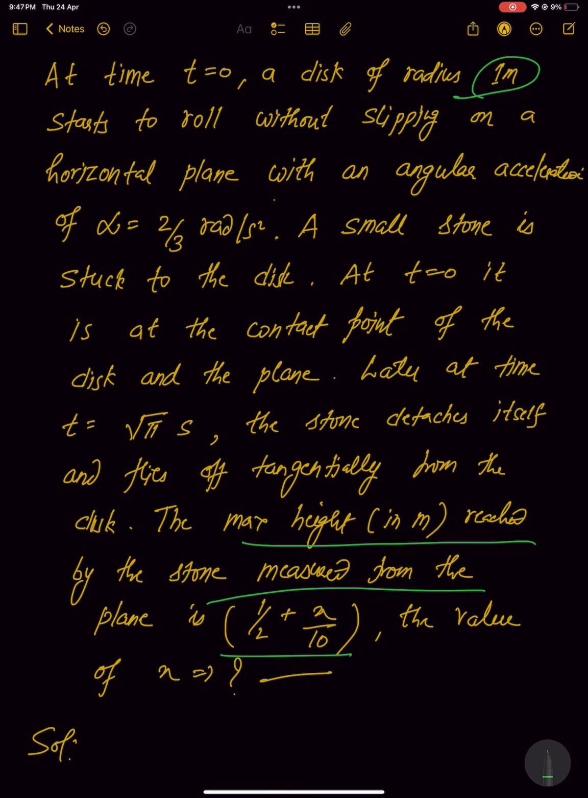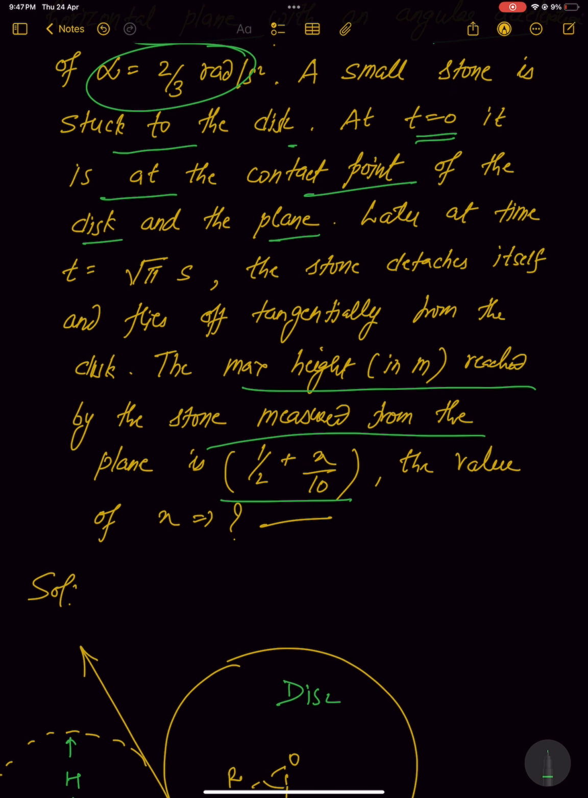At time t equals 0, a disk of radius 1 meter starts to roll without slipping on a horizontal plane with an angular acceleration of alpha. A small stone is stuck to the disk. At t equals 0, it is at the contact point of the disk and the plane. Later, at time t equals pi, the stone detaches itself and flies off tangentially from the disk.